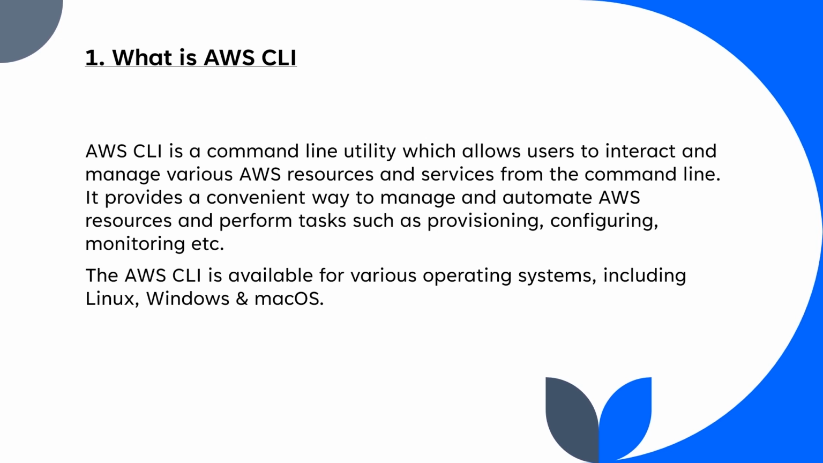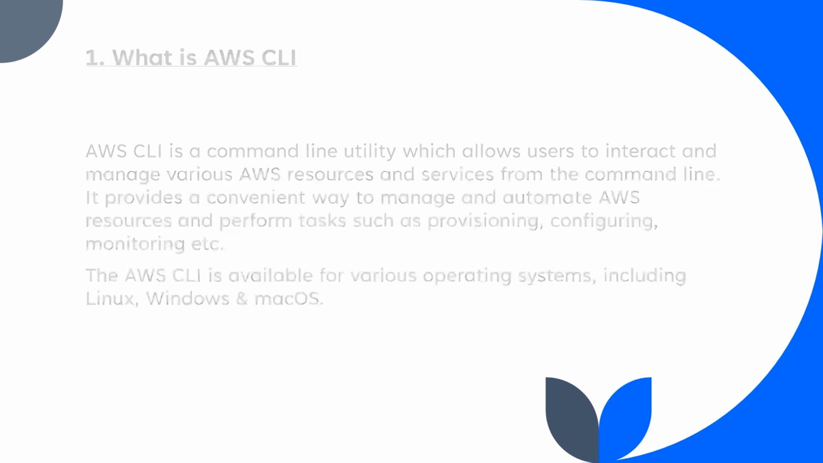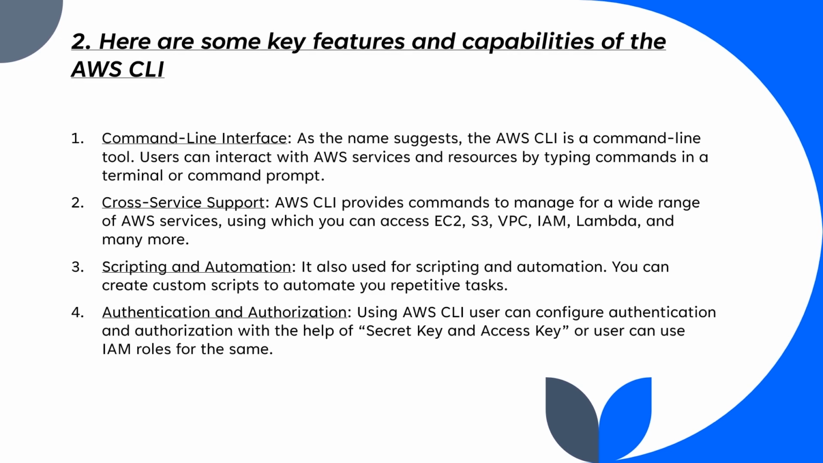AWS CLI is a command line utility which allows users to interact and manage various AWS resources and services using the command line. It provides a convenient way to manage and automate AWS resources. AWS CLI is available for various operating systems, including Linux, Windows, and macOS. In this video, I'm using Red Hat Enterprise Linux 9, and for Windows and macOS, I will come up with a separate video. So now, let's see some key features and capabilities of AWS CLI.